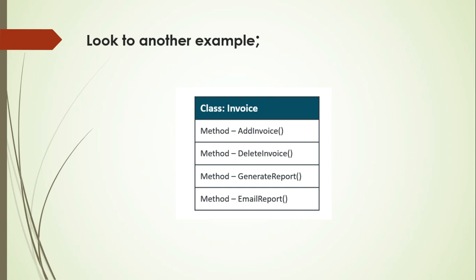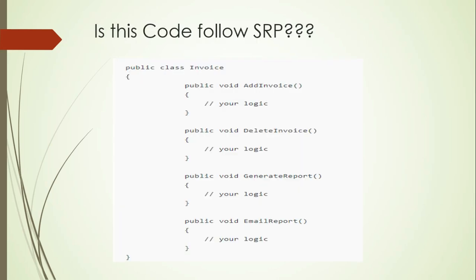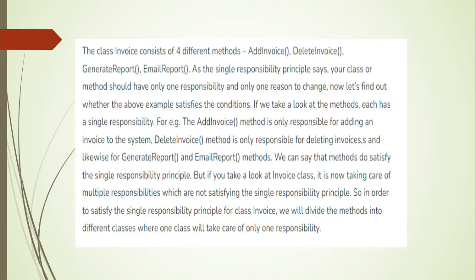Let's look at another example. We have an invoice class, and we have four methods: add invoice, delete invoice, generate report, and email report. So these are four different responsibilities, and this class is managing and handling four different responsibilities, which means it is not following SRP.